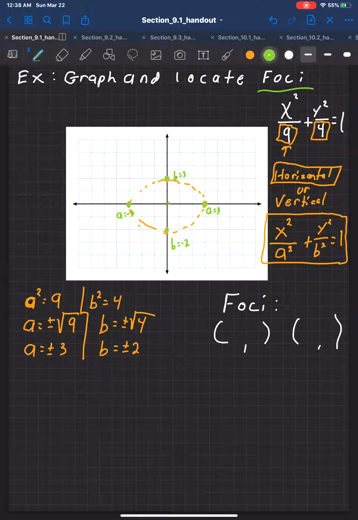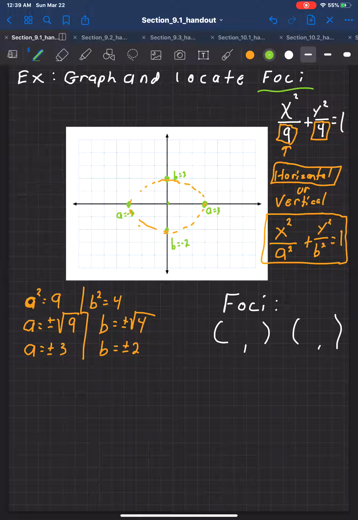And now let's see if you have command over your vocabulary. So let me phrase it this way. Are the focal points going to lie on the x-axis or the y-axis?